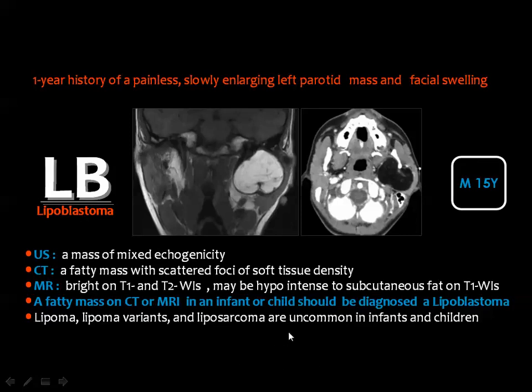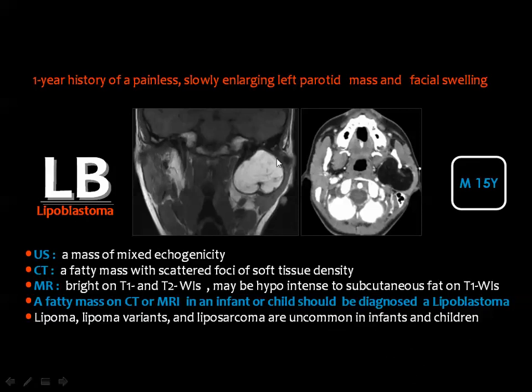Then this is considered one of the rules in imaging. If you see a fat containing mass in a child below the age of 3 years, consider lipoblastoma, even if it contains some soft tissues within the fat, because liposarcoma is extremely rare in infants and children.